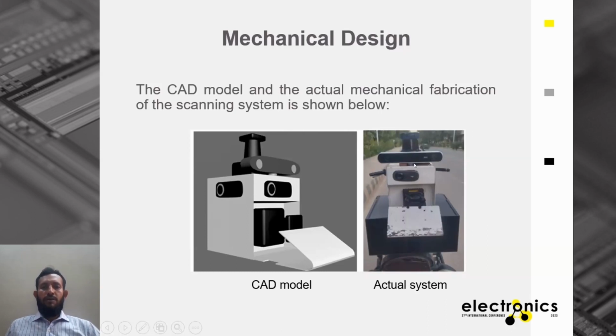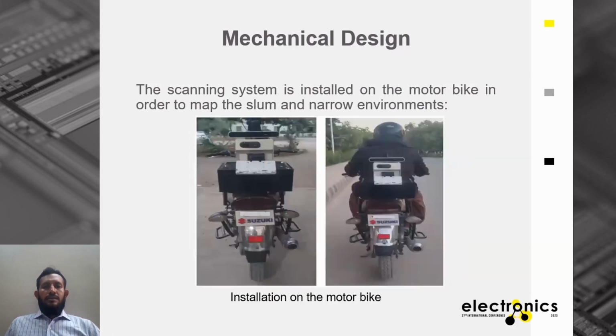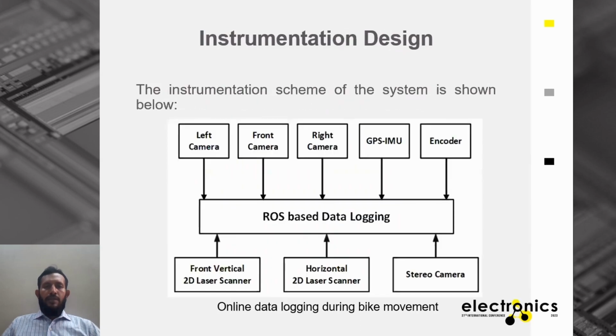You can see the actual fabrication of this system, and we have installed it on the backside of the motorbike. You can see this is the picture before taking a journey to some area. You can see that the person who is having this system can now move that motorbike at a very slow speed. Now this is the instrumentation design of the system.